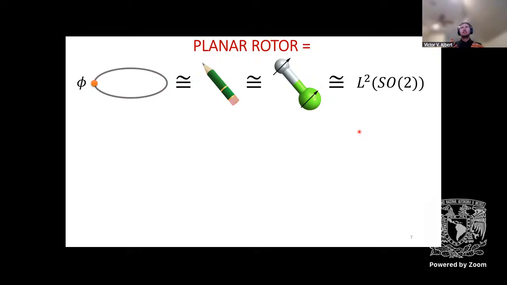And this means that the configuration space of orientations of this molecule or pencil can be one-to-one identified with elements of the group SO(2), with namely angles phi from 0 to 2 pi.